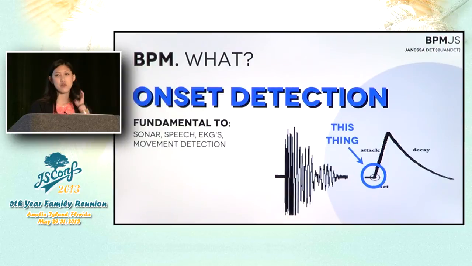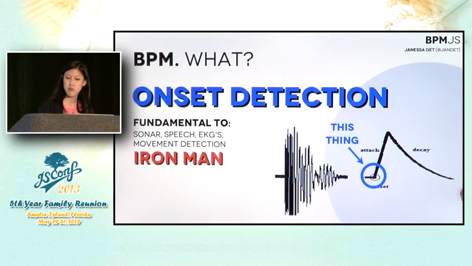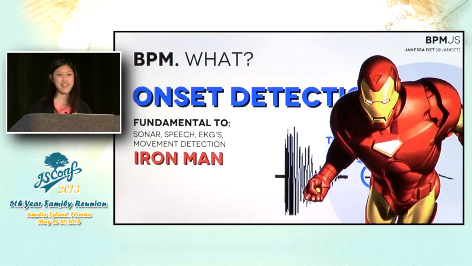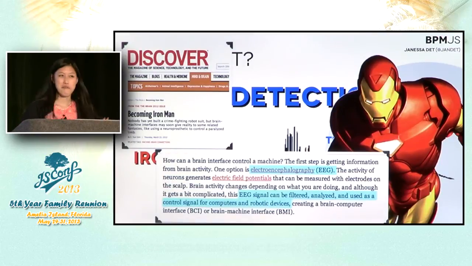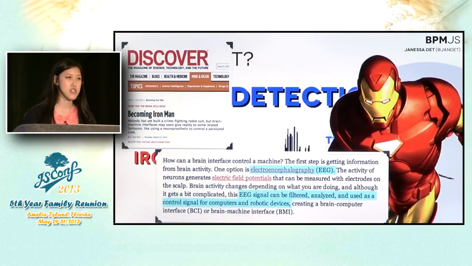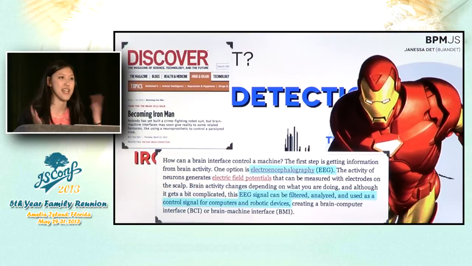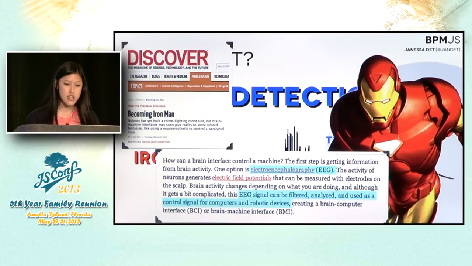So this is fundamental to like a million different fields, and that includes sonar, speech, EKGs, movement detection, and some things maybe like Iron Man. I think I secretly wanted to put him in my slides too. So, but seriously, sort of. Discover ran an interesting article about becoming Iron Man. How close is research to really making these suits that you can control with your nerves? If you're into the comic books, he installs stuff into his body to interface. And that involves things like EEG or electroencephalography, where you're detecting onsets for the nerve signals, and you do a lot of analysis after that. But you get the point.